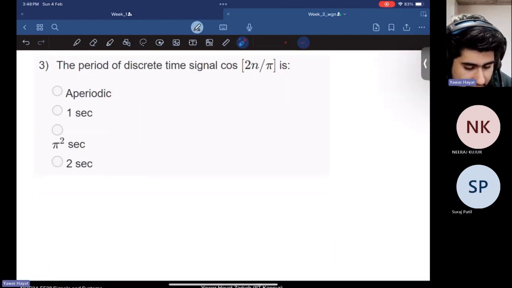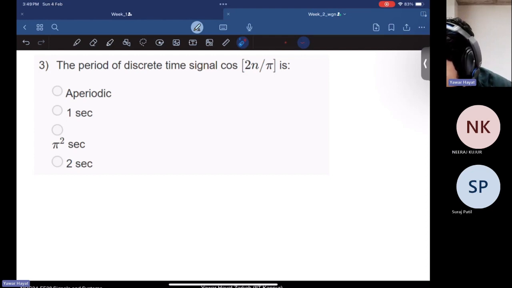The period of this discrete time signal cos of 2n by pi is, okay, if x of t is a signal with unit magnitude between and 0 otherwise, then this would be... Is that an assignment problem or are you asking out of curiosity? If it's an assignment problem, I cannot discuss that.